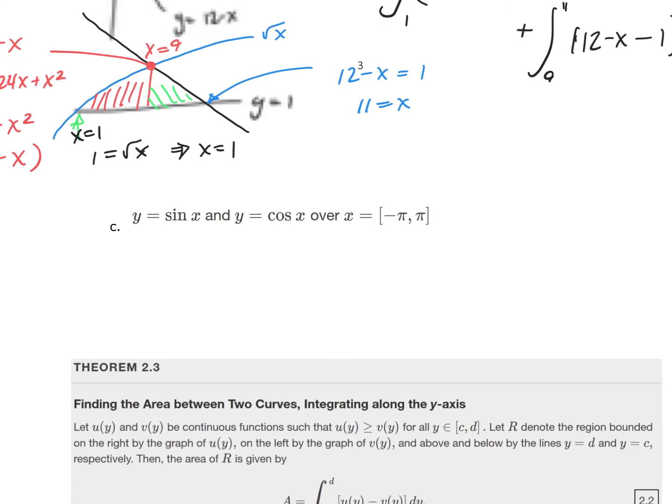My last one is sine and cosine. And so I know what my sine wave looks like, and I'm going to go from negative pi to pi. So here's pi, here's negative pi. My sine wave looks like this. Here's my sine wave in that region. Here's the sine of x. My cosine in this will look like this.